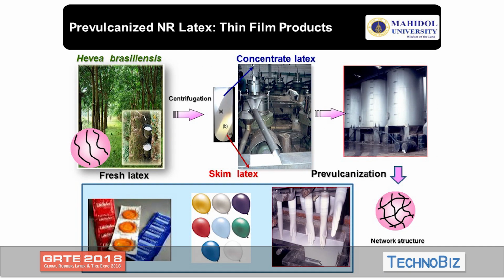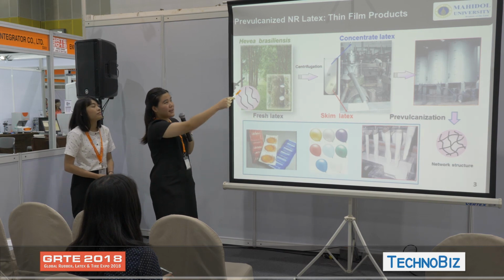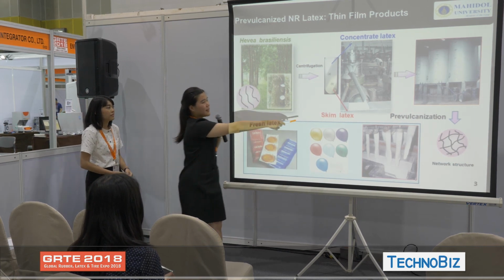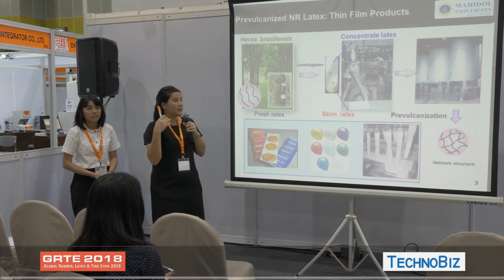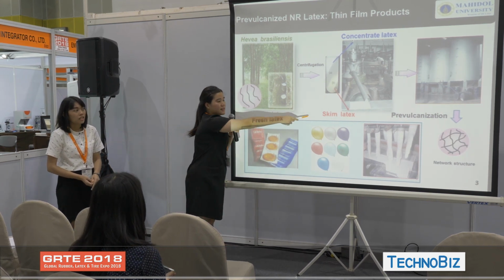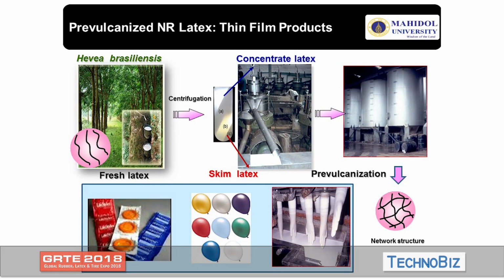After tapping, the fresh NR latex cannot be directly used to produce thin film products such as condoms, balloons, or gloves. This fresh NR latex needs to be centrifuged to give the concentrated latex. And then the skim latex was obtained at the bottom as the byproduct. This skim latex we will use in the second part of our work. And then the concentrated latex was pre-organized or cross-linked to give a network structure inside each rubber particle.